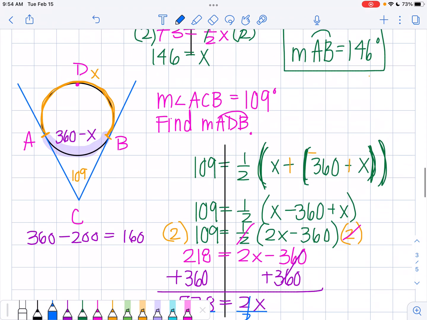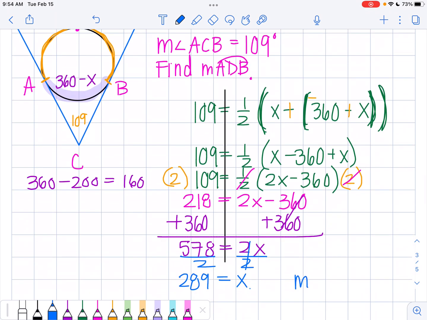Okay, so this is 289. Now I know it doesn't ask you, but we can say that the measure of ADB is 289. You could also find this purple part right here. 360 minus 289 is equal to 71. Some problems might ask you for the other one or for both, so just make sure that you know how to find them both.